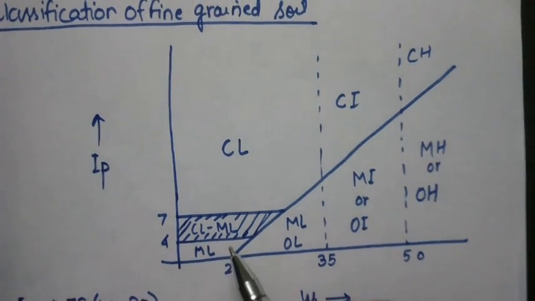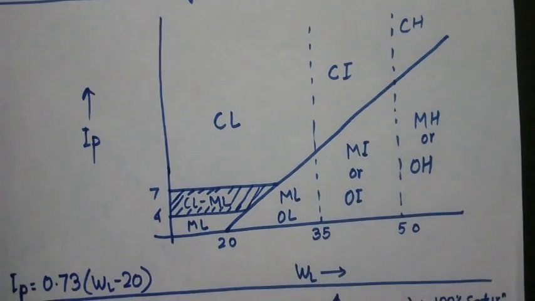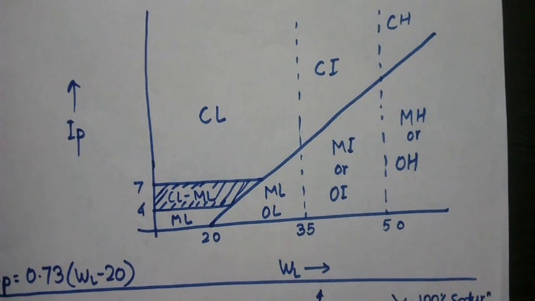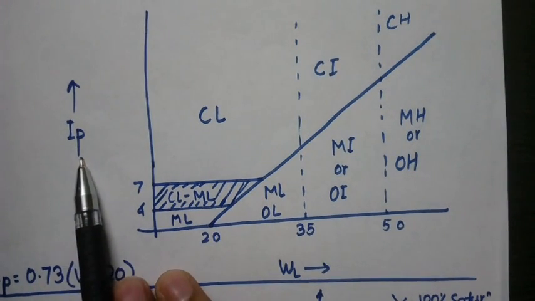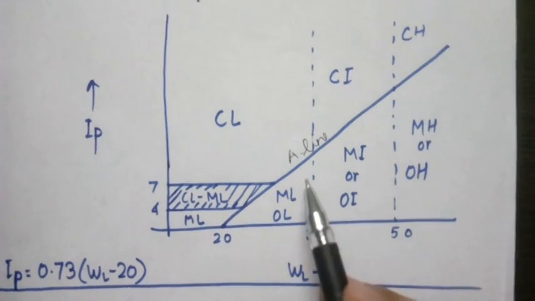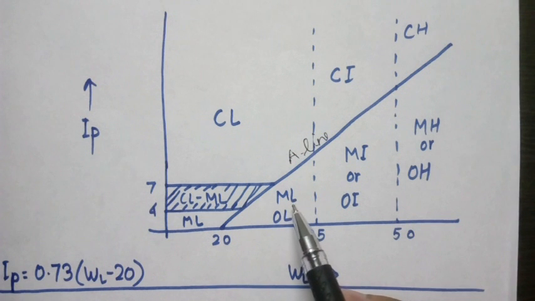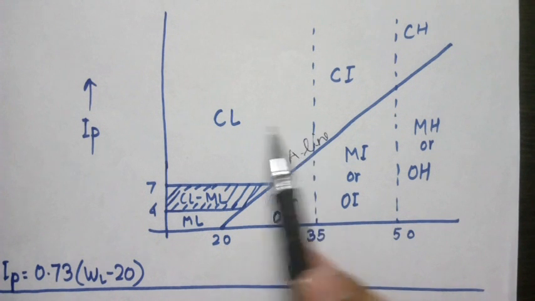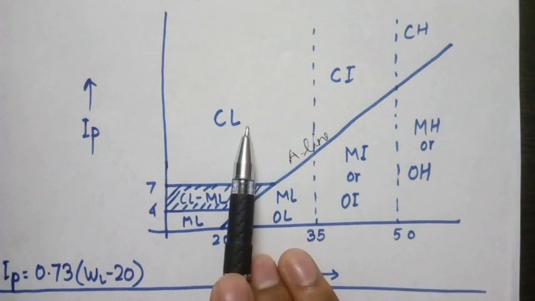This is a very important graph. This is a graph between plasticity index and liquid limit of the soil. If IP is below this A line, we call it silt of low plasticity or organic soil of low plasticity. If it's above the A line, we call it clay of low plasticity.